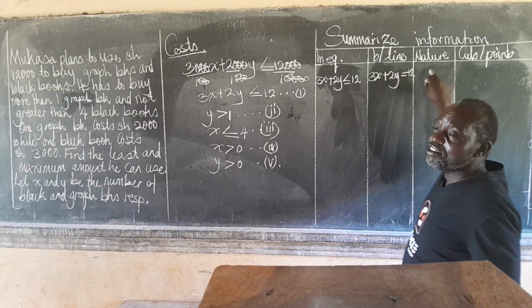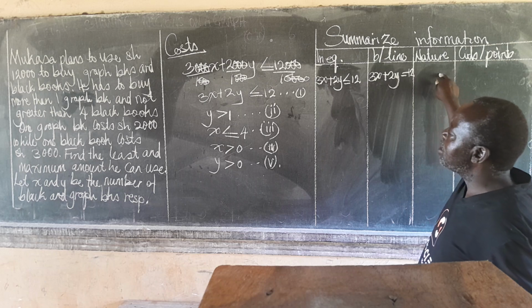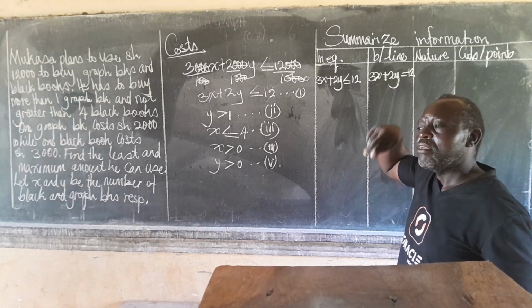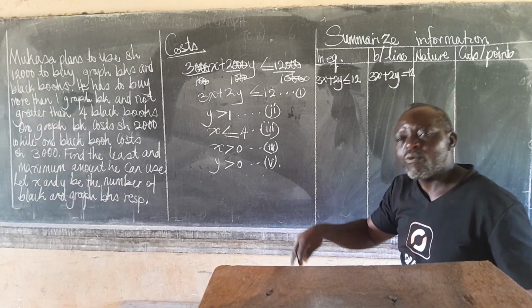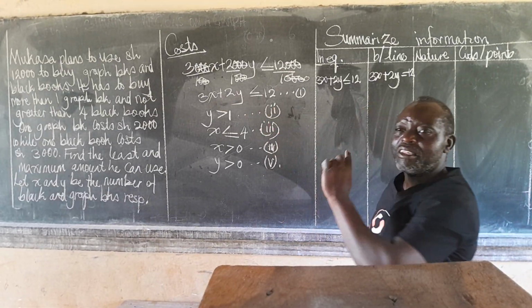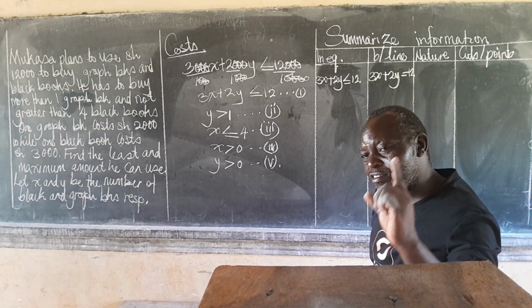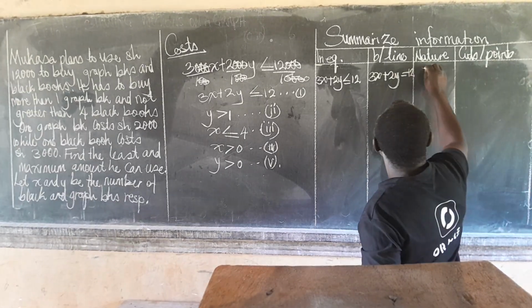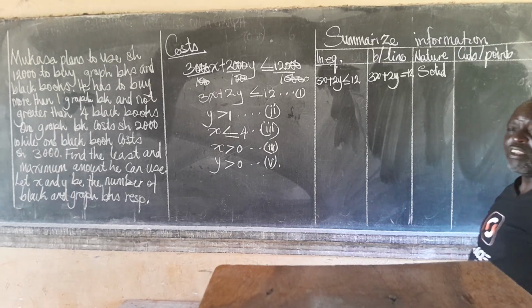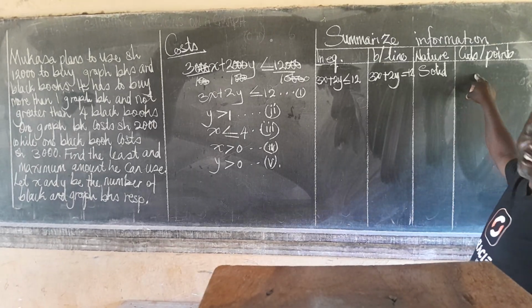Now, when it comes to the nature of the boundary line, it is determined by the mathematical inequality sign. Here, it is less than or equal to. Therefore, that implies that it is solid. That is solid.